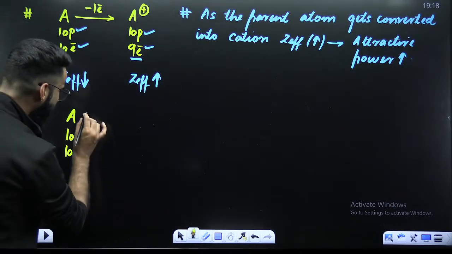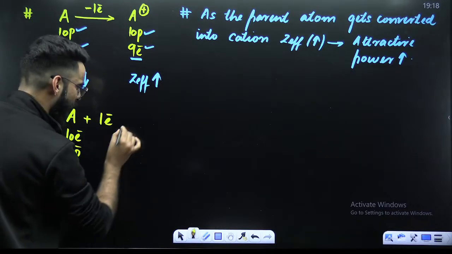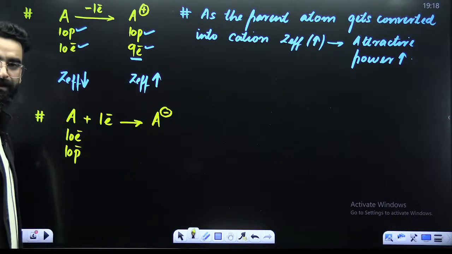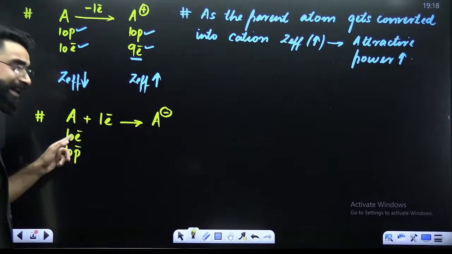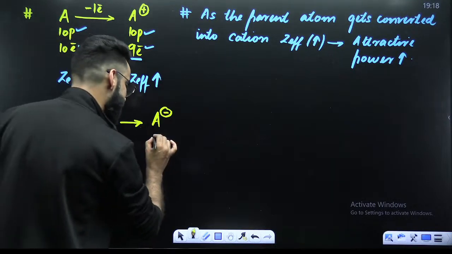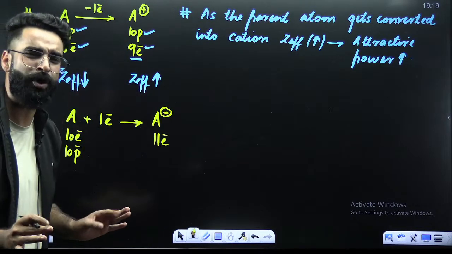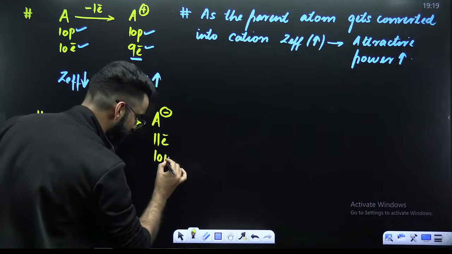Now, for example, imagine this atom A is accepting 1 electron and getting converted into A negative. So this atom A accepted 1 electron. Initially, it had 10 electrons. Now the same will have 11 electrons. Did I do anything with the protons? I did nothing with the protons. Right now also, it will be having 10 protons.